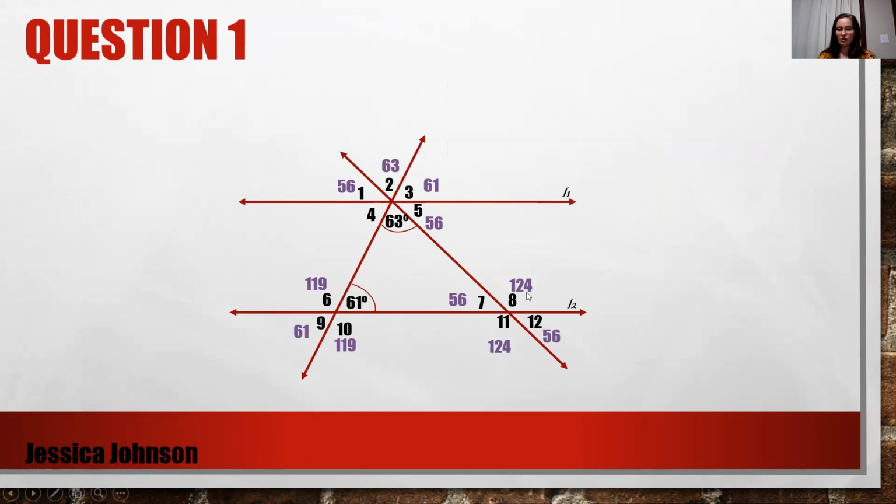Or you could take 180 minus 56 right here, and you would get 124 because they're supplementary angles that run along the same line. Angle 4 corresponds with angle 9, making it 61 degrees.